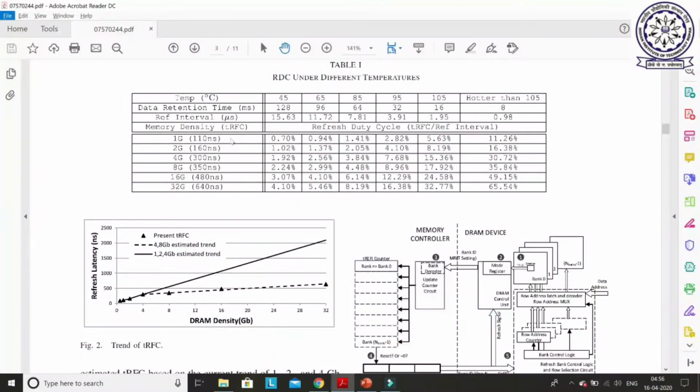The temperature issue is more in the case of 3D stack DRAM. In this table, they have shown some interesting results. This is the temperature, and at 45 degrees you can see this is the ideal temperature. At 85 degrees centigrade, the retention time or the refresh period should be 64 milliseconds. If the temperature goes to 95 degrees centigrade, then the retention time must be 32. If the temperature goes to 105 degrees centigrade, then the retention time must be 16 millisecond, not more than this.